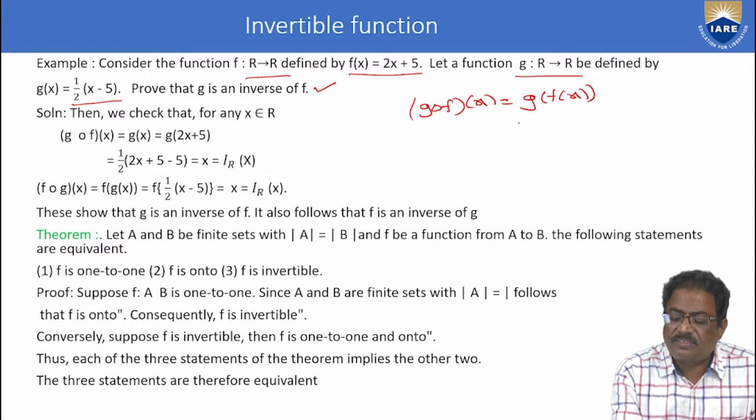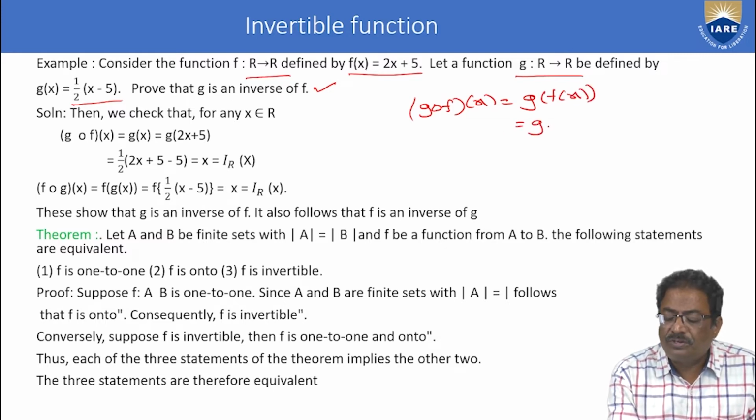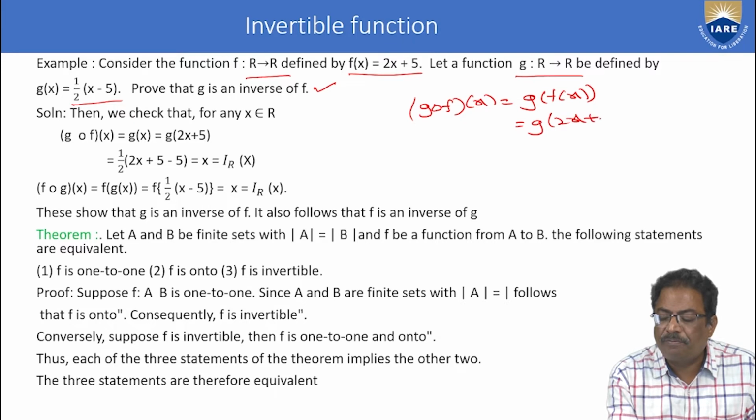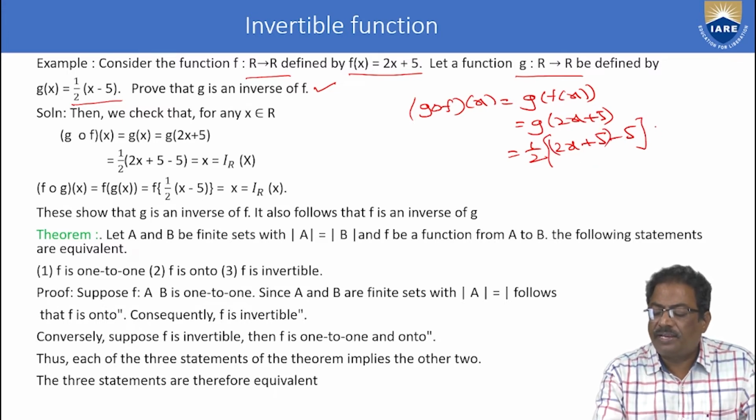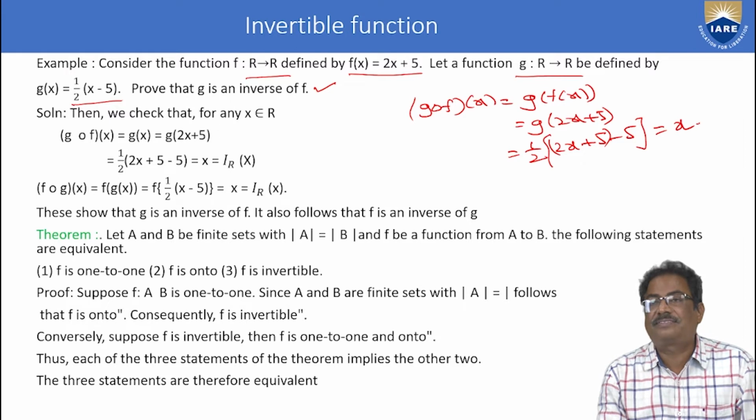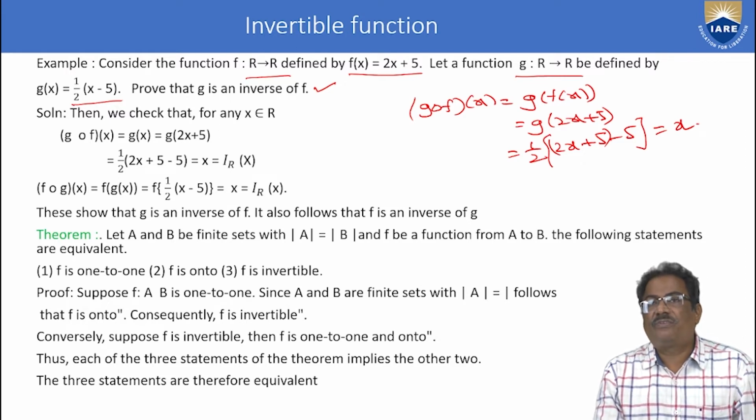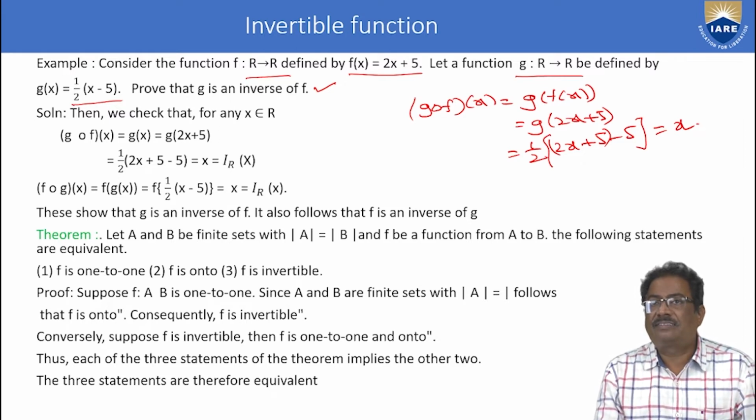What is f of x? It is given already: g of 2x plus 5. What is g of x? It is 1 by 2 times x minus 5. So 1 by 2 times 2x plus 5 minus 5. Now the 5 gets cancelled. Finally, I am going to get x. g of f is equal to x.